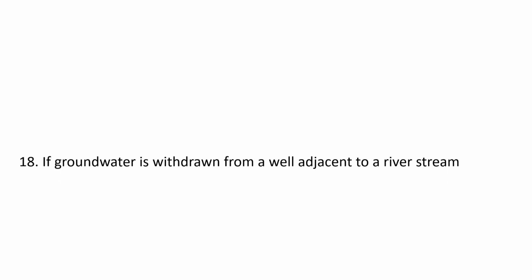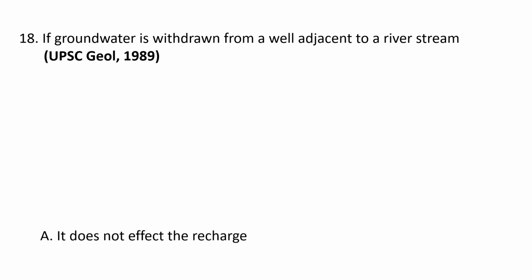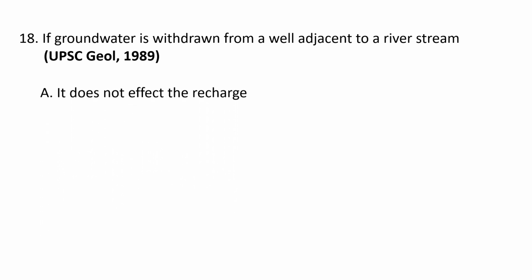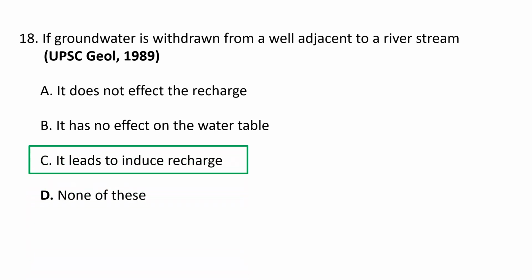Next question. If groundwater is withdrawn from a well adjacent to a river stream, then A. It does not affect the recharge, B. It has no effect on the water table, C. It leads to induced recharge, and D. None of the above. So here C. It leads to induced recharge. If groundwater is withdrawn from a well adjacent to the river stream, then we are forcefully recharging. That means it leads to induced recharge.